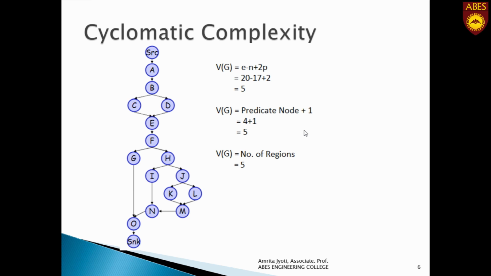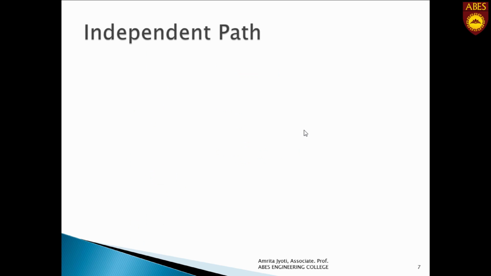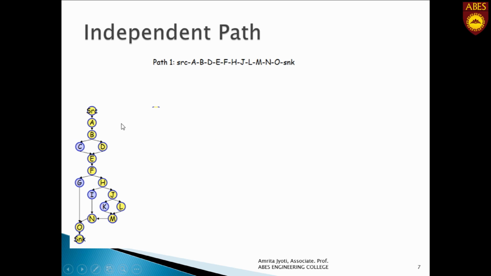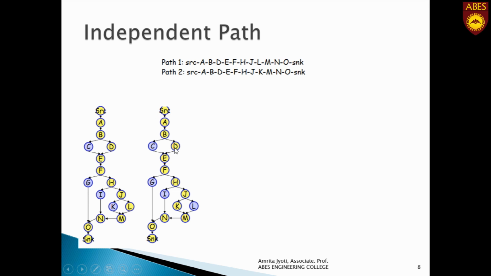Path 1 is A, B, G. That means it follows these nodes. Our motive is to find a new independent path that introduces a new set of statements. In the next path we will include this K. So path 2 is A, B, D, E, F, G, H, J, K, M, N, O, last node.